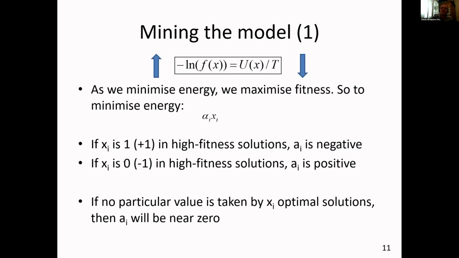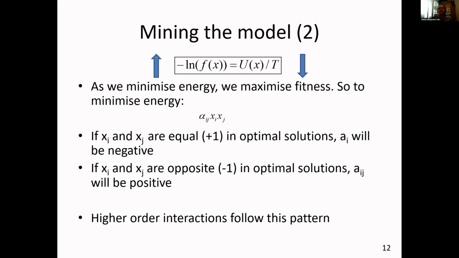And likewise, if the variable should be a 0, which for mathematical reasons gets encoded as a -1, then the alpha that goes with that should be a positive. Key message here: if the alphas are negative, we want there to be 1s for those variables. If they're positive, then we want there to be 0s for those variables. And if we don't care in the optimal solutions what value they take, then the alpha will be around about 0.